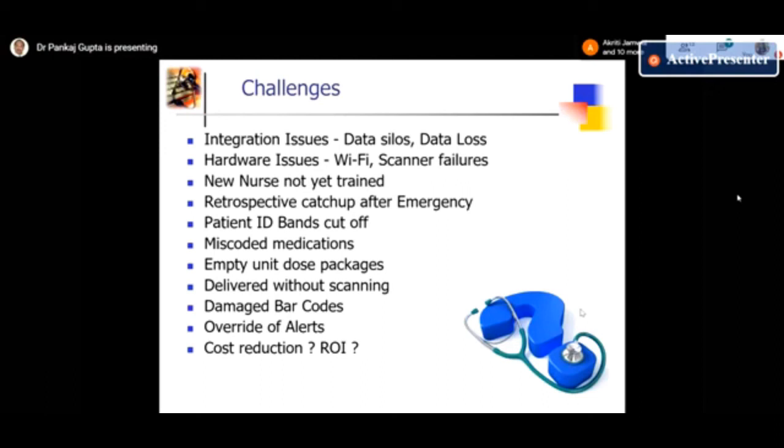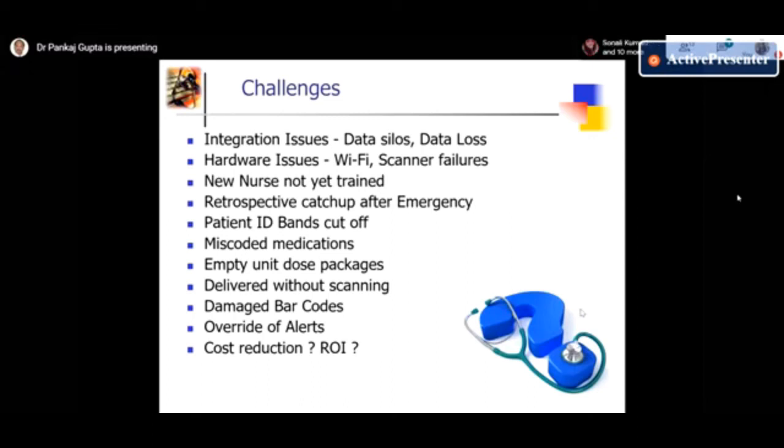Now, how will these two things match? It's very hard, and these are the kind of issues: hardware issues, Wi-Fi, and scanner issues. In BCMA, you have to scan at every stage, and if the Wi-Fi is not working, what will happen? You did scan, but it did not get recorded into the system. The system did not give you a response, and obviously the drug either cannot move forward, or if it has moved forward, say from dispensing to a nurse, the nurse is not able to get the data because the sync up did not happen because of Wi-Fi. Those are real issues.